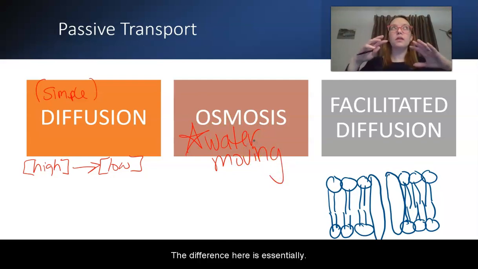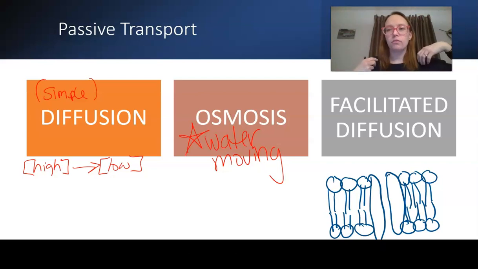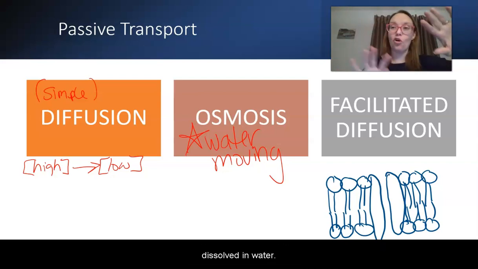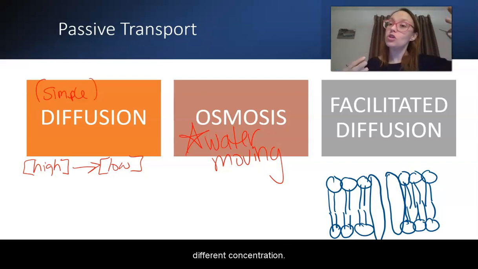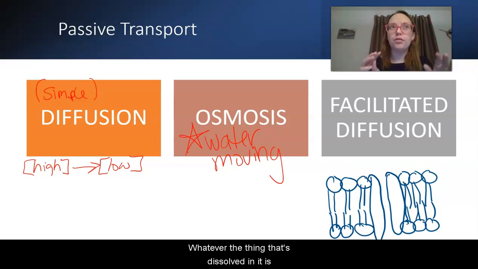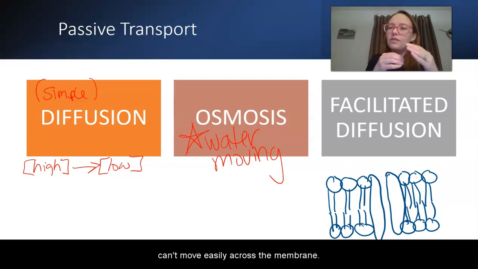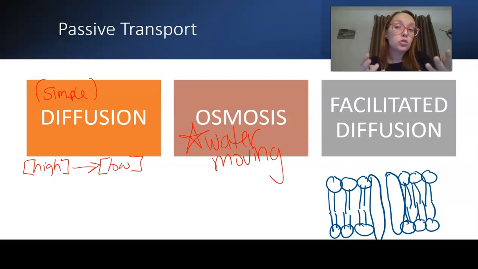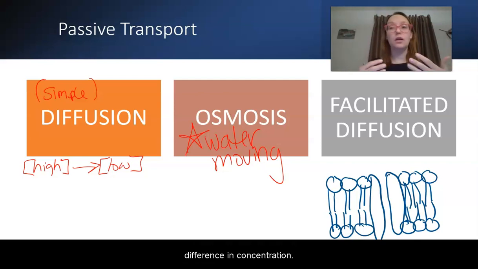So the difference here is essentially you have a difference in concentrations of something. Remember, if we go back to solutions, something is dissolved in water. The solution inside and outside of the cell has a different concentration, but whatever the thing that's dissolved in it is can't move easily across the membrane. So water will move instead. So when there's that difference in concentration, water will naturally move in order to respond to the difference in concentration.